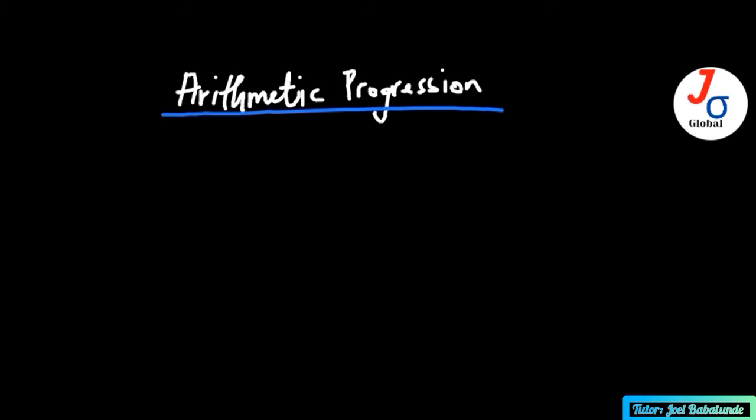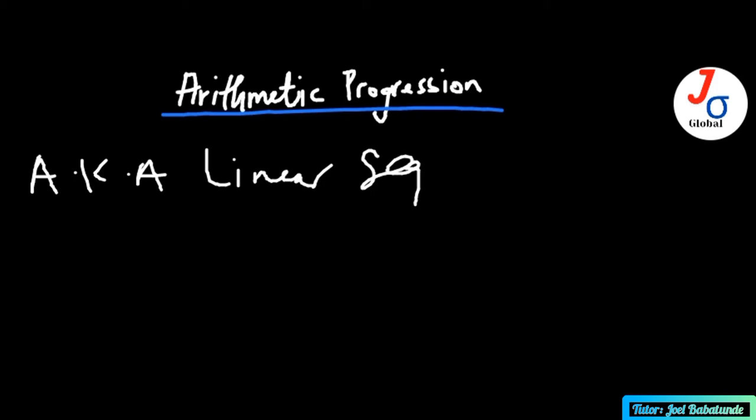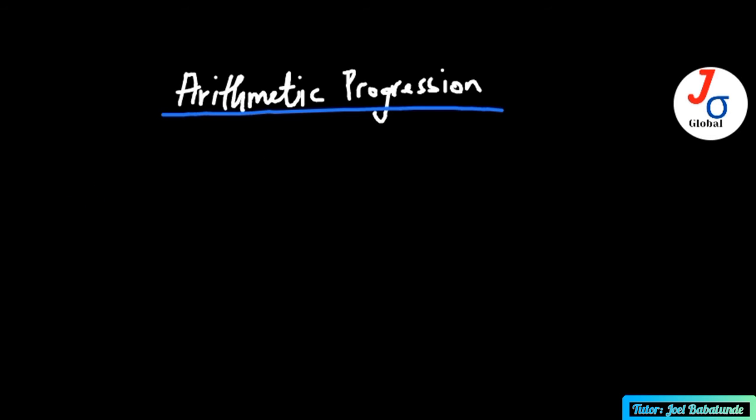In today's lesson, we're going to be talking about the arithmetic progression, which is also known as the linear sequence. Sorry, pardon my handwriting. This is the kind of sequence where the increase or the decrease is the same all through.